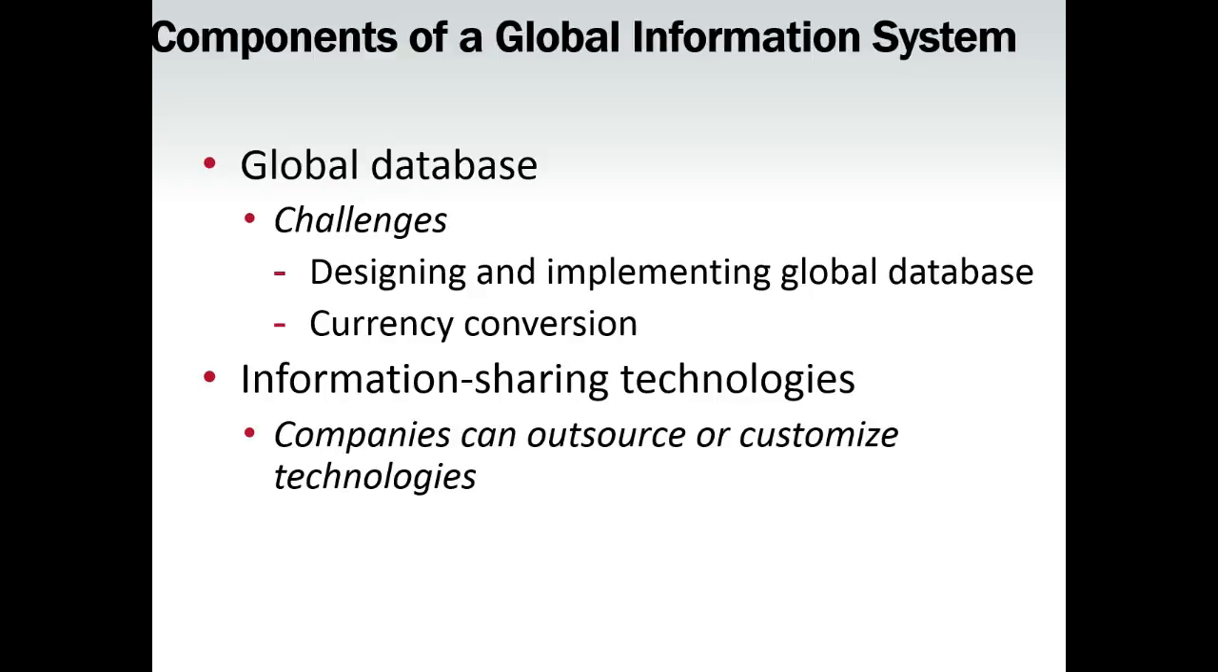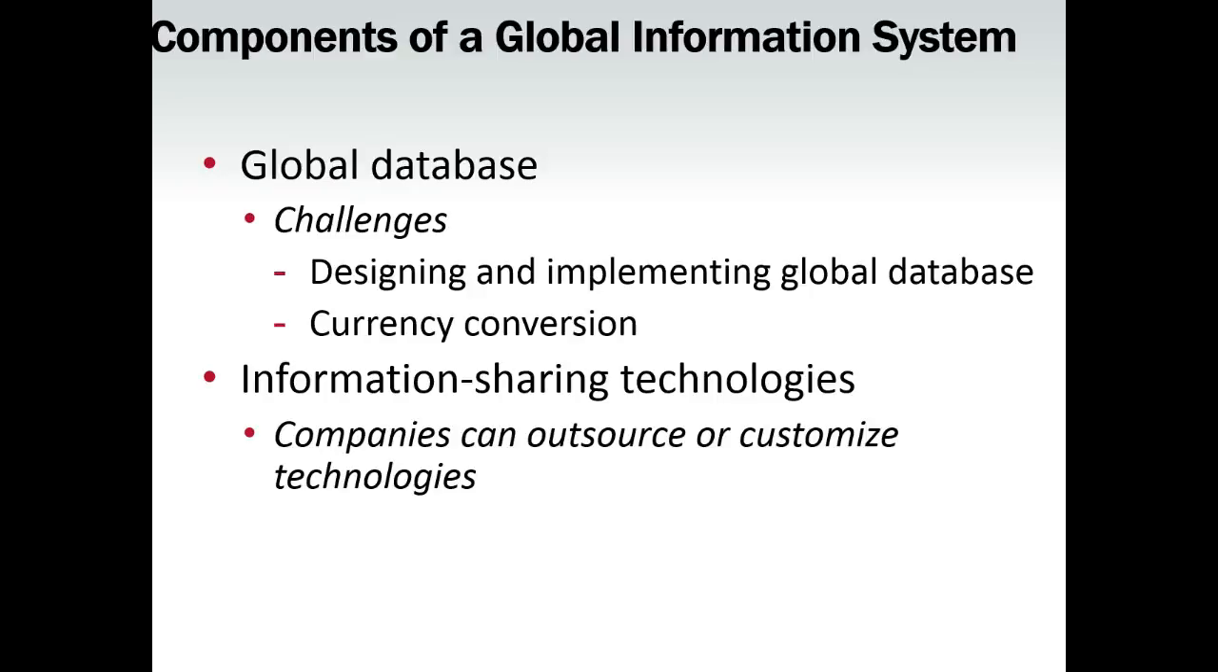Now let's look at the components of a global information system. A GIS has two basic components, a global database as well as information sharing technologies. Designing and implementing a global database is a technological challenge, because of the different characteristics required for the names of people and places and the different formats required for phone numbers and postal codes, it's hard to design a database. Also, currency conversion is a challenge for this type of database.